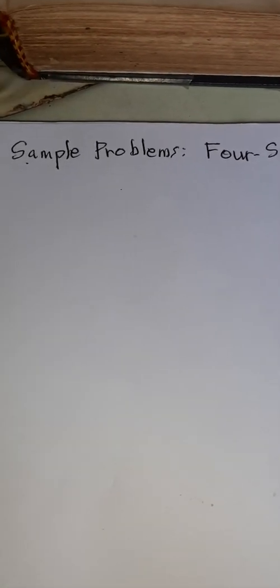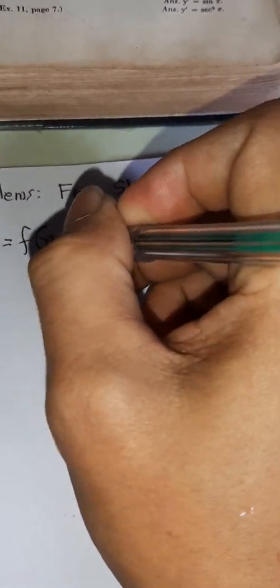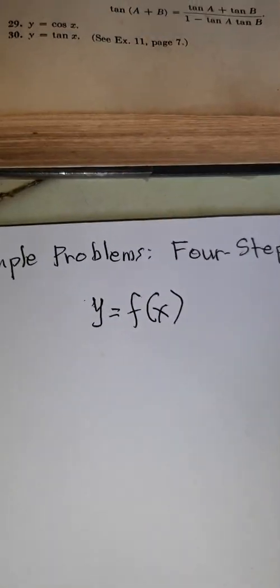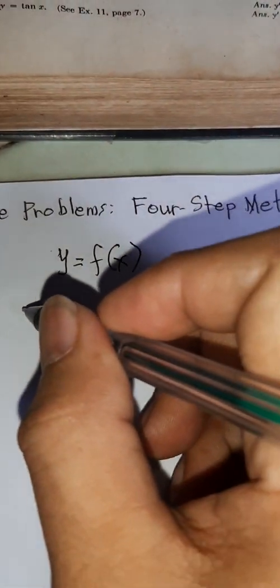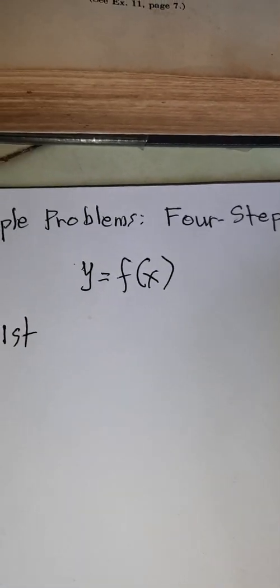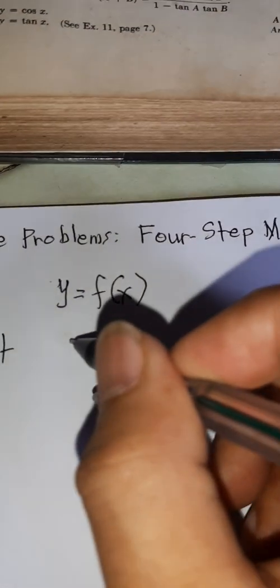Week 7 of our subject, Differential Calculus. Our topic is the 4-step method of differentiating functions. For a given y equals f of x, and using the 4-step method to find its derivative, the first step is to replace y with y plus delta y and x with x plus delta x.